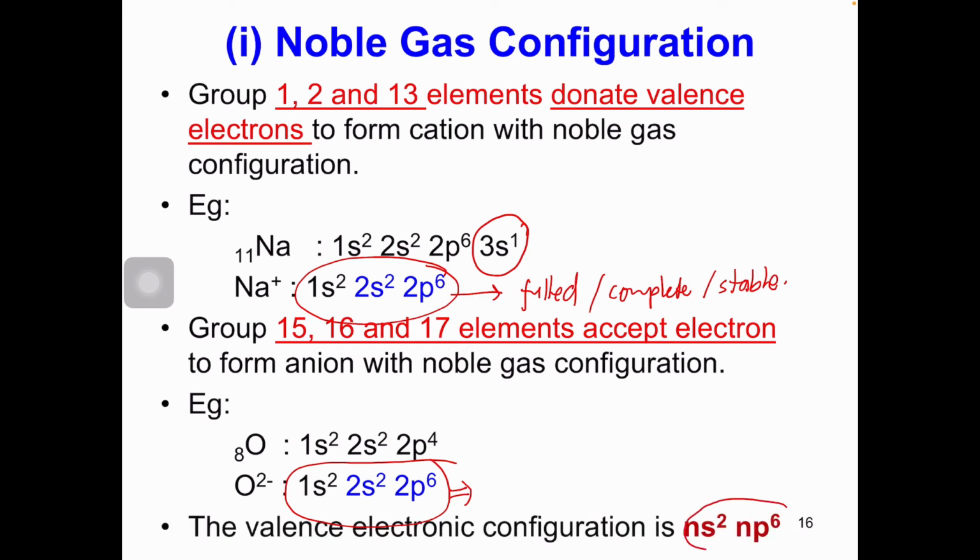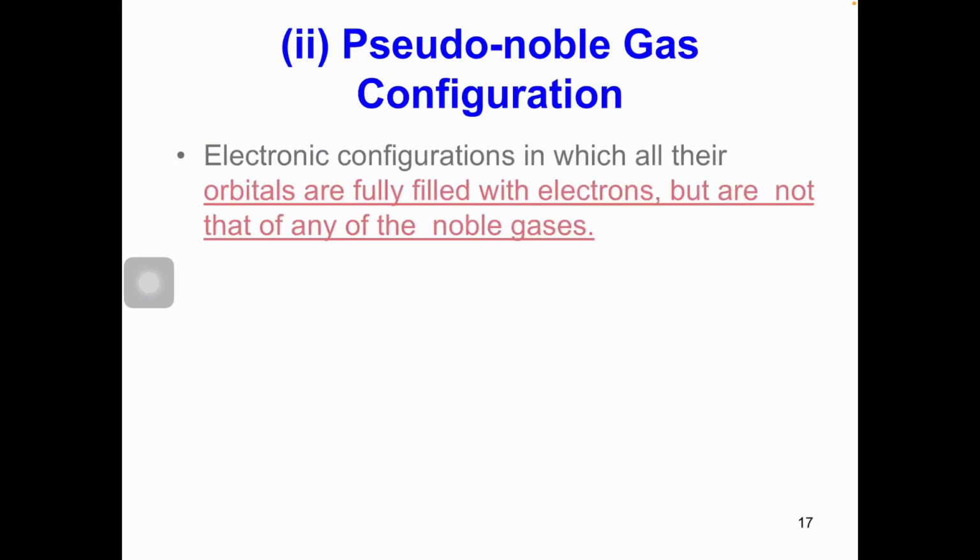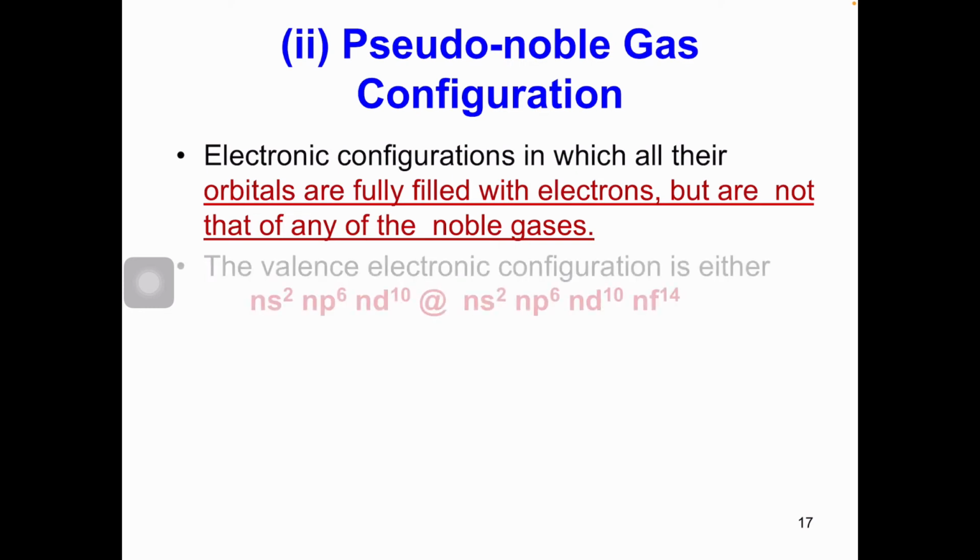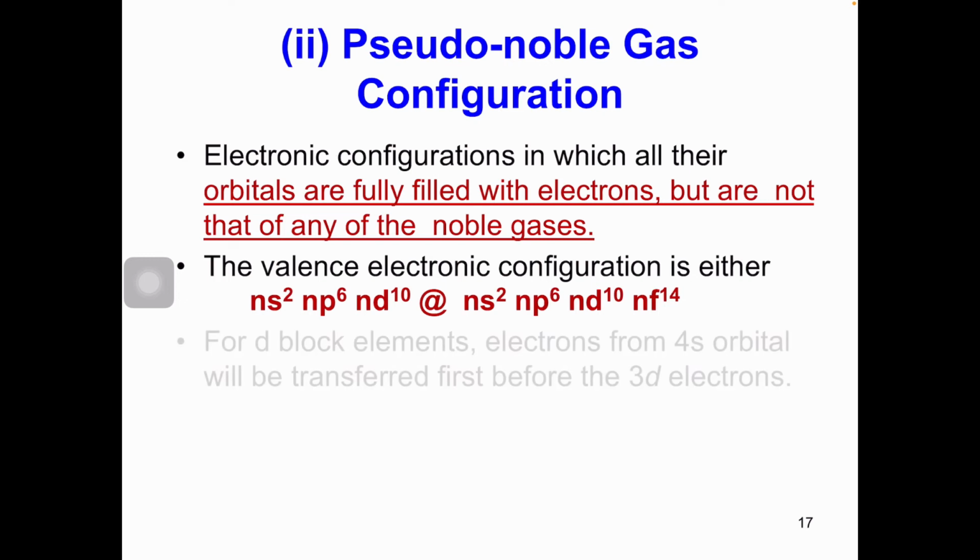Okay. So, noble gas dia punya valence electron cantik je. Okay, ns2 and np6. So, dia nak achieve macam tu juga. So, next, what is pseudo-noble? Pseudo-noble ni menghampiri seolah-olah noble gas tapi dia tak sama dengan mana-mana noble gas. So, dalam erti kata lain, dia adalah configuration yang lengkap.